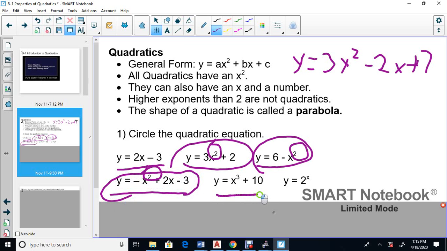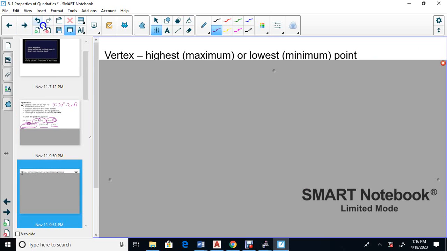Now this one, no, there's no x squared. This one, no, it's 2 to the x. So those three, because they have the x squared, and there's no higher exponent. This one, and this one. Okay, and then you can try question 2 on your own.